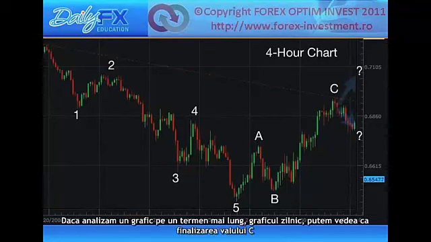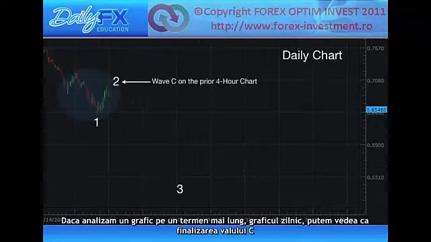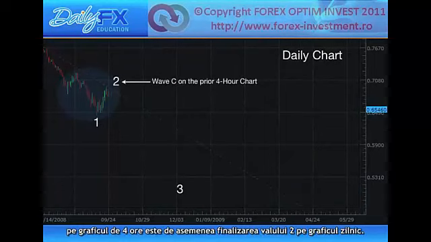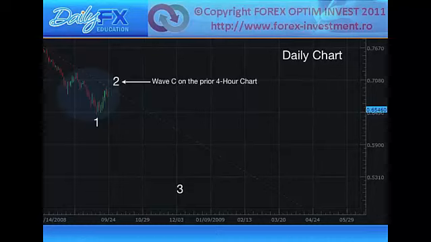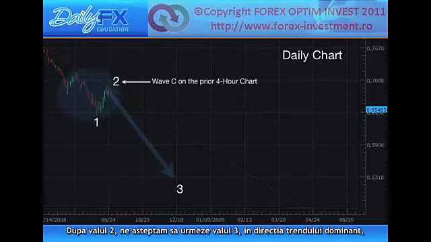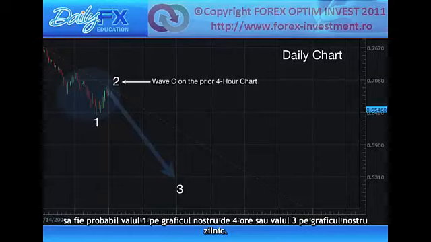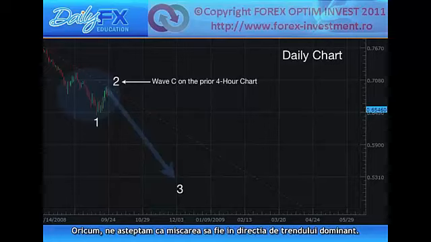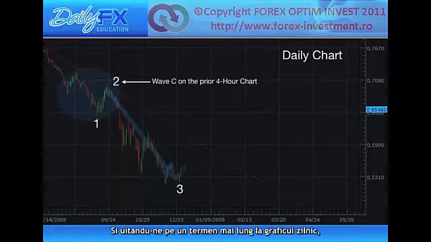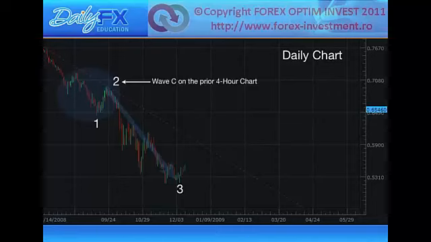If we zoom out and look at a daily chart, we can see that the completion of wave C on the 4-hour chart is also the completion of wave 2 on the daily chart. After wave 2, we expect the move to be wave 3 in the direction of the trend. So we can with greater confidence expect that the next move will likely be wave 1 on our 4-hour chart or wave 3 on our daily chart. Either way, we expect the move to be in the direction of the prevailing trend. And looking over the long term on this daily chart, we can see that that's exactly how things played out.